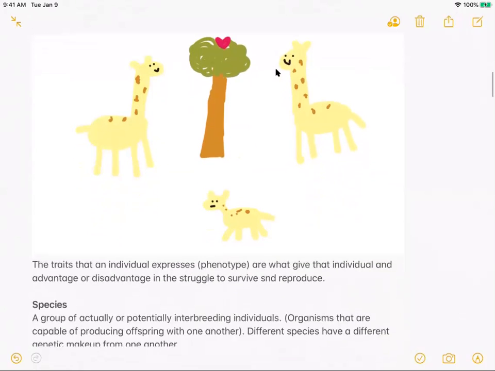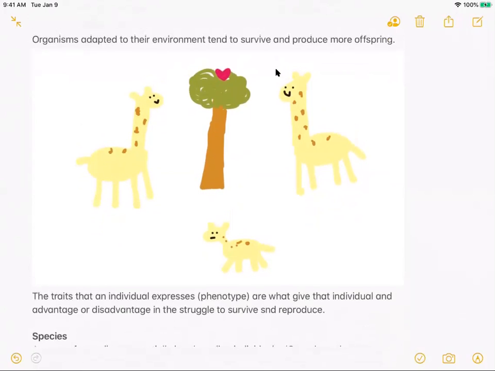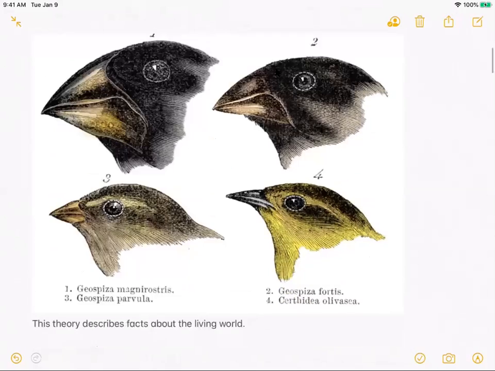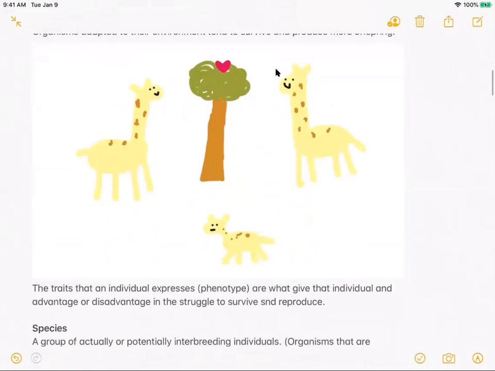And natural selection really depends on the phenotype. If we remember from the last exam, the last few modules before this one, the phenotype is basically a trait that you can see on the outside. So in this case, you can see that they have a long neck. Or in the case of the finches, you can see that each of them has a different beak size. So according to their phenotype, that's what gives that individual an advantage, or it could even give a disadvantage in the struggle to survive and reproduce.